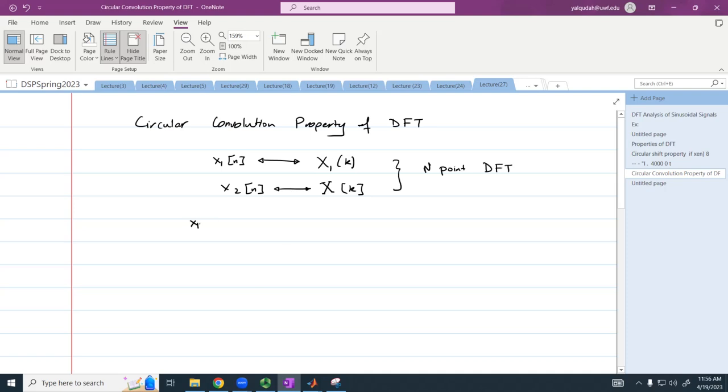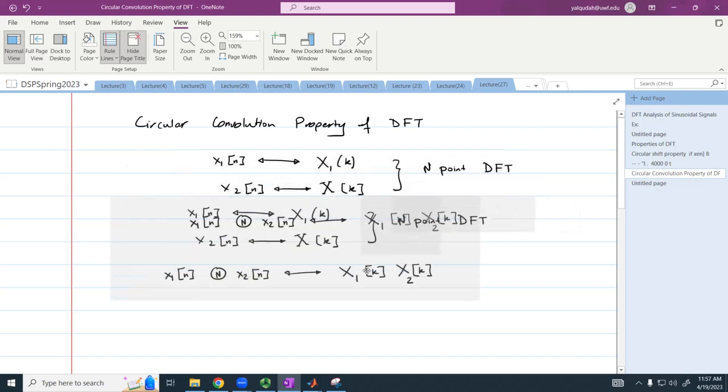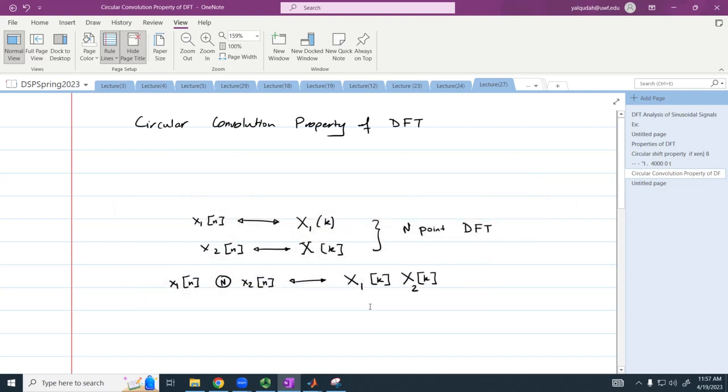Then x1 of n circularly convolved with x2 of n is going to have a discrete Fourier transform that is x1 of k multiplied by x2 of k. Okay, so this is the case of DFT.